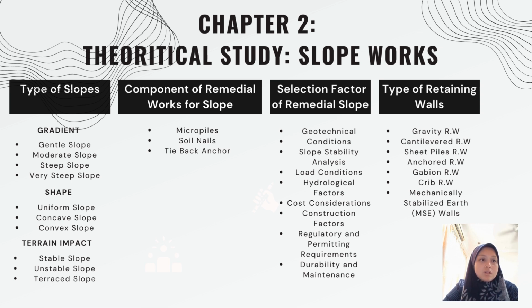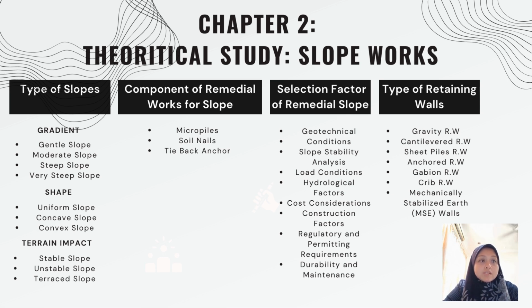Water tends to collect at the bottom, with higher potential for erosion at the base. For the convex slope, the slope curves outward, becoming gentler toward the top. Water runs off more quickly from the top, with lower potential for water accumulation.